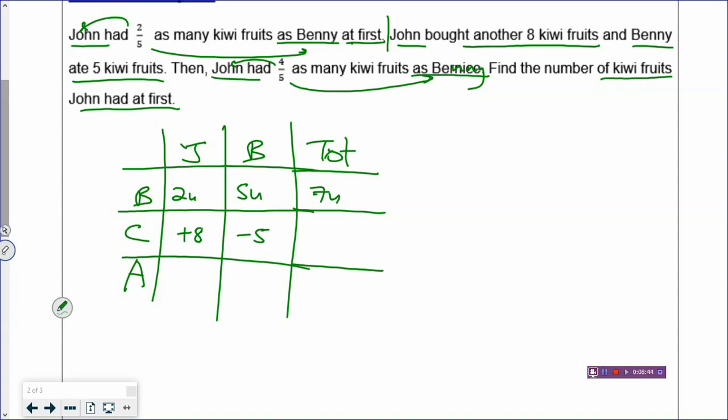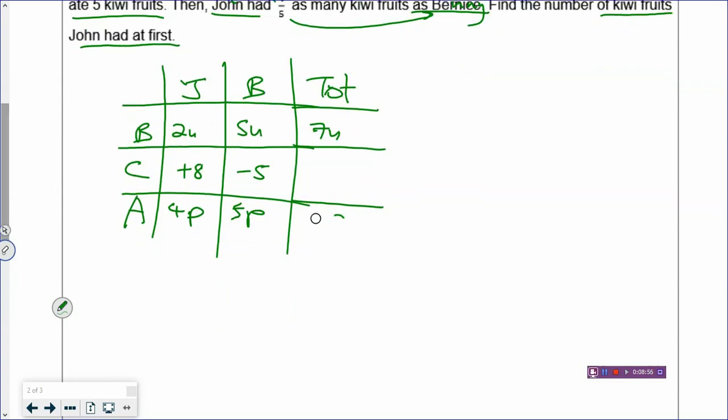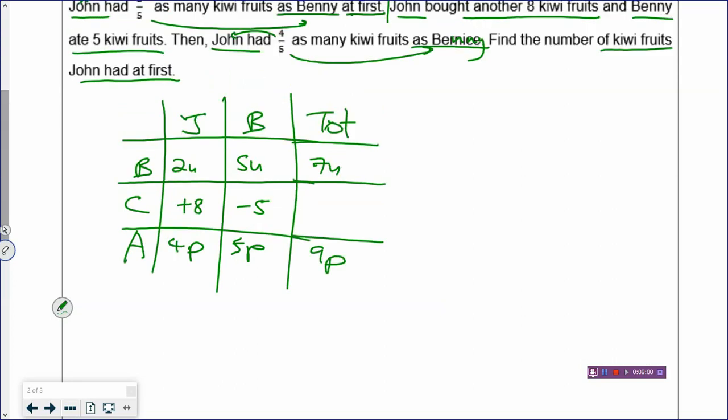John had 4, and you call it 4 parts. You cannot call it 4 units, right? You have to use a different term. And Benny has 5 parts. Total will be 9 parts. So altogether they have 9 parts in the end. So find the number of kiwi fruits John had at first, which is your question mark.